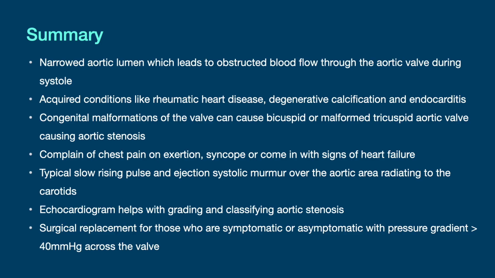Clinical features of those with aortic stenosis depend on the severity of the disease. Once moderate or severe, they may complain of chest pain on exertion, syncope, or come in with signs of heart failure. A typical slow rising pulse and ejection systolic murmur over the aortic area radiating to the carotids are appreciated on clinical exam. Echocardiogram helps with grading and classifying aortic stenosis. Treatment is ultimately surgical replacement for those who are symptomatic or asymptomatic with pressure gradient of more than 40 mmHg across the valve.